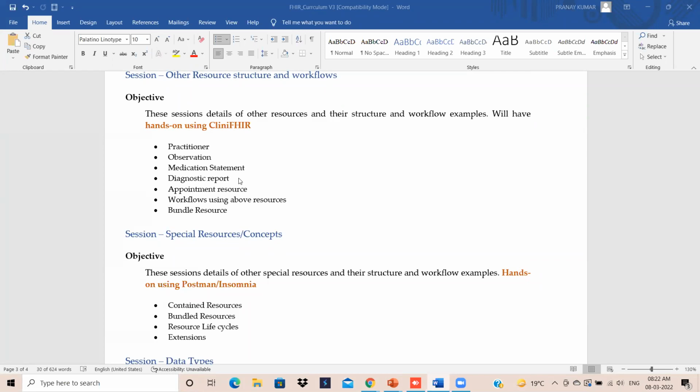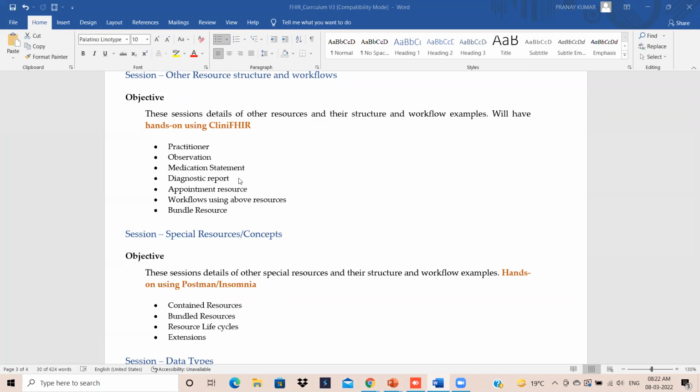FHIR provides 150 plus resources. We cannot cover everything obviously, but we'll be covering most frequent ones, sorry, the most frequent ones that will be used in our healthcare industry today. All right, as part of that, we'll look at practitioner, observation, medication statement, diagnostic report, appointment resource, and we'll talk about workflow using these resources.